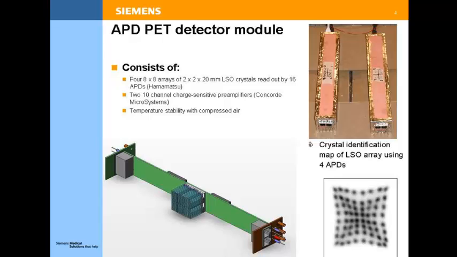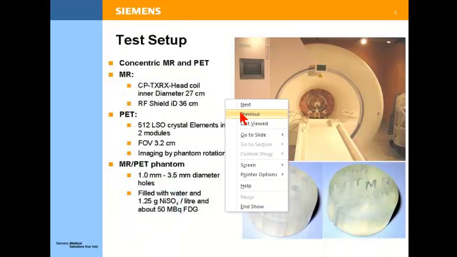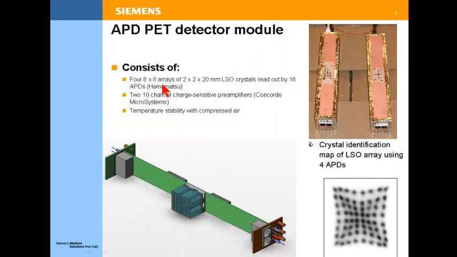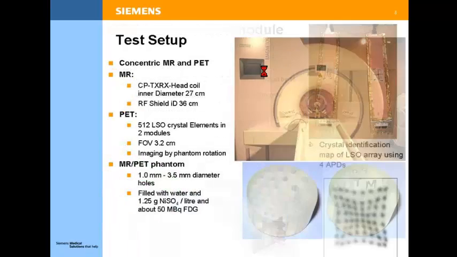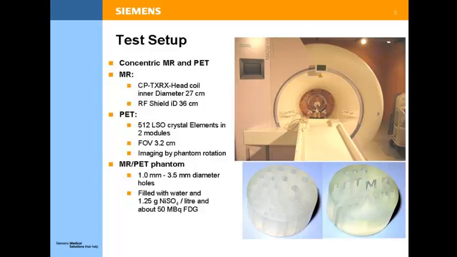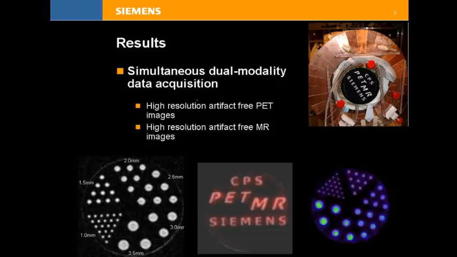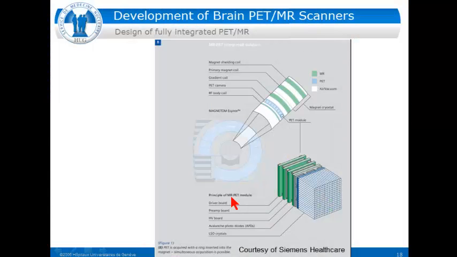Here is how they are constructed: there are four by eight arrays of these LSO crystals at the base, and then the avalanche photodetectors, which are very stable to temperature. And this was then the first prototype which was developed, as I said, with a head insert. They put these detectors into a head insert and the fibers outside for the computing in order to have a minimum of nuisance. And those were the first images which were created. They had very good PET quality, with a resolution down to 1 millimeter in this phantom setting, and also very good MR quality.